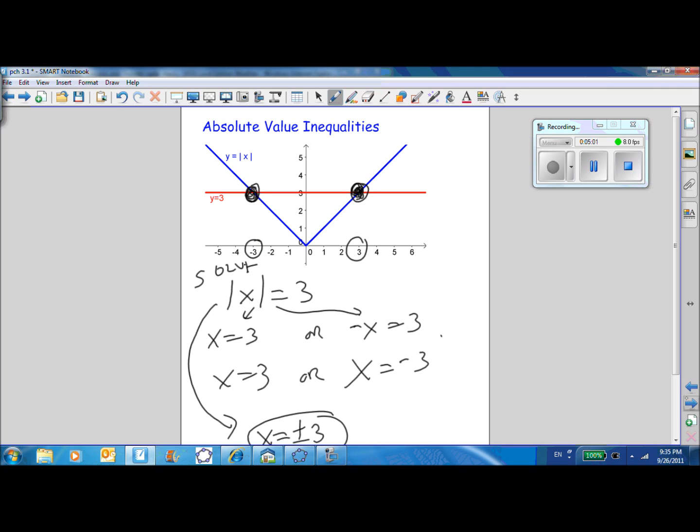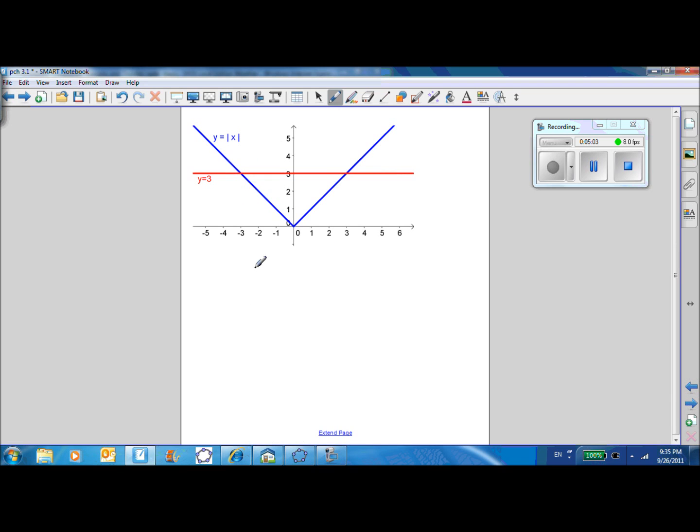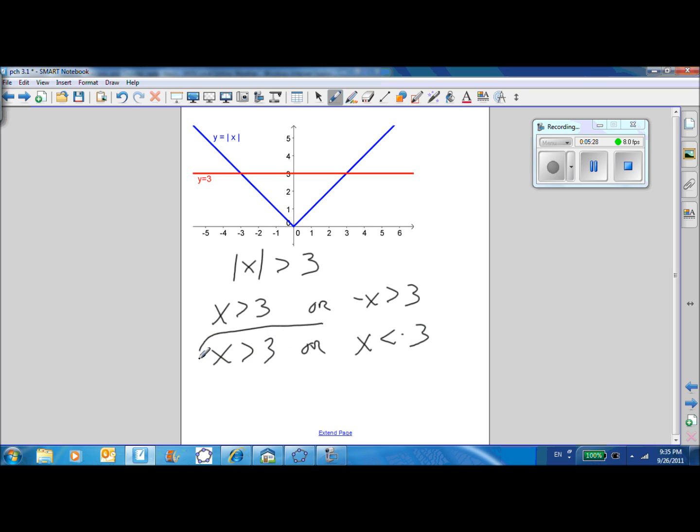Now let's see what happens though when we go absolute value of x is greater than 3. Well, that means x is greater than 3, or the opposite of x is greater than 3 from the definition. That changes when we multiply both sides by a negative to x is less than negative 3. And I usually have people just go right to this step, that absolute value or leads to disjoint rays.